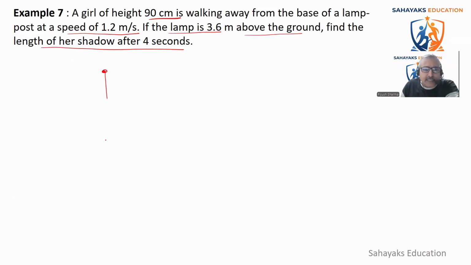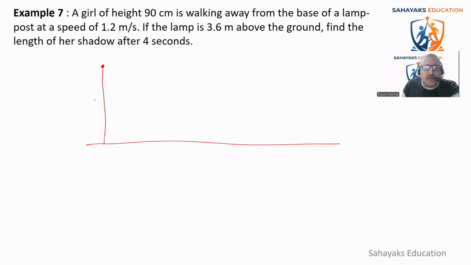Which is 3.6 meter. The line is not very straight, but anyways, we'll just correct it one more time. This is the lamp, 3.6 meter high. This is the ground. And there's a girl who's standing here, just 90 centimeter, somewhere around this height. The 90 centimeter girl is standing here. Okay, so the girl is standing here.